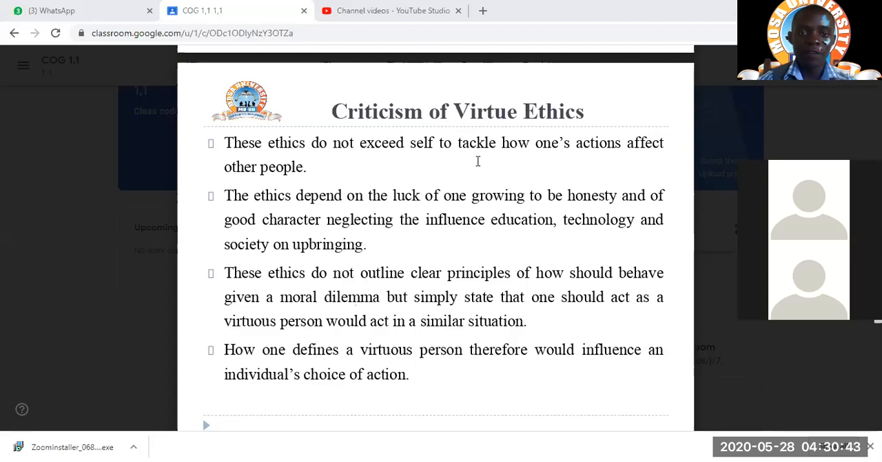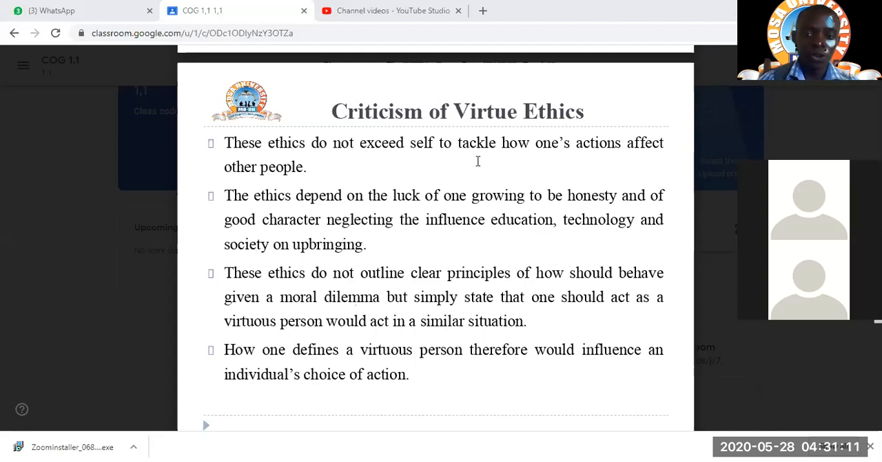Further, we are saying virtue ethics depend on one growing up to be honest and of good character, neglecting the influence of education, technology, and society on upbringing. What this means is that since virtue ethics depend on your behavior being good or your character being good, virtue ethics do not recognize the influence of education. Sometimes even a good person, if educated, may end up making wrong decisions.